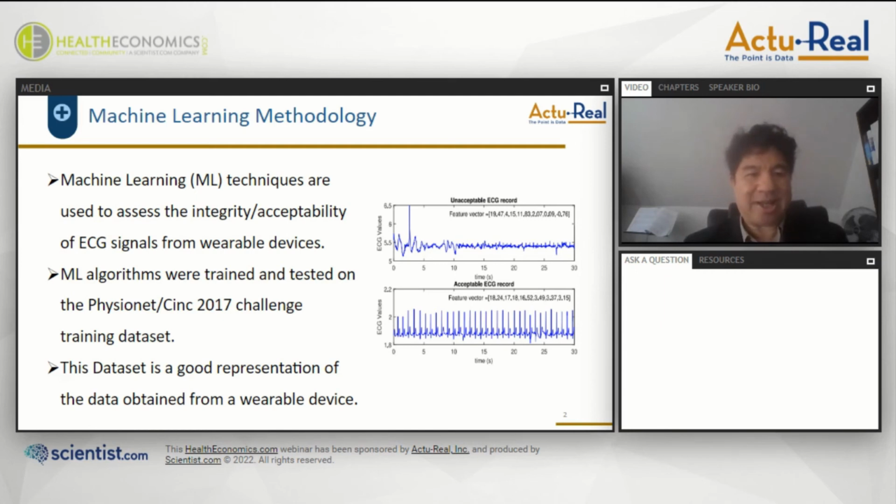So these machine learning techniques are then used to assess the integrity of these signals from the wearable devices. And as you can see here, an example from the figure in the top panel indicates what would be considered unacceptable ECG records, and they will therefore be eliminated. On the bottom, on the other hand, are acceptable ECG records. So these algorithms were trained and tested on the PhysioNet Sync 2017 Challenge Training dataset. And this is a good representation of the data that's obtained from a typical wearable device.